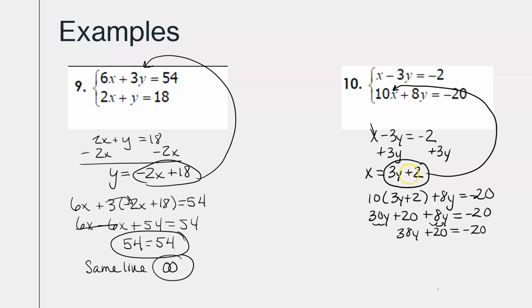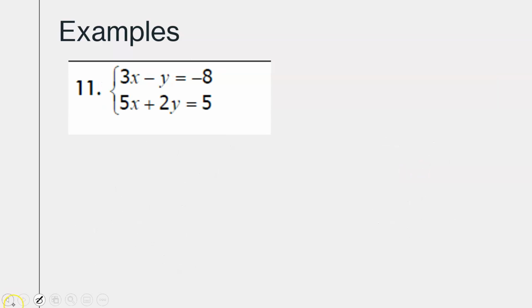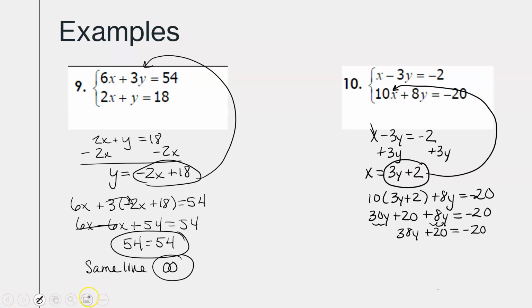All right, so let me go back and fix a mistake. This should be minus 20 all along. So this is a minus, and this is a minus. So now when I add 20 to each side, I get 38y equals 0. So divide by 38, y is 0. And that may feel wrong, but 0 is a number, right?